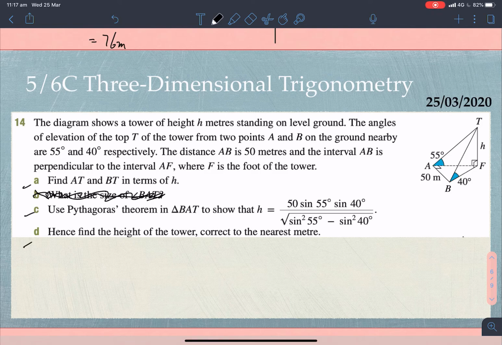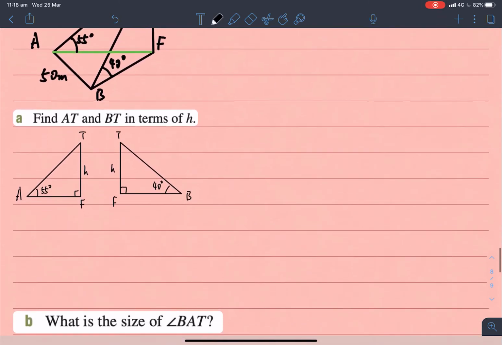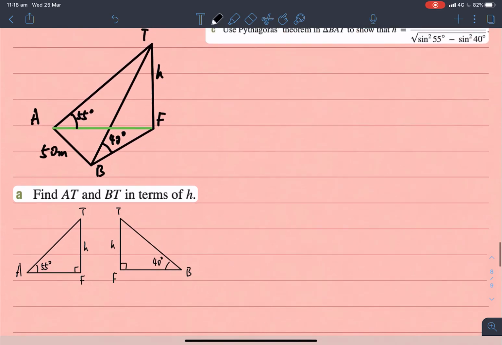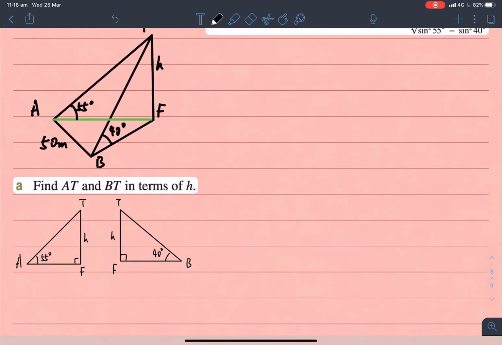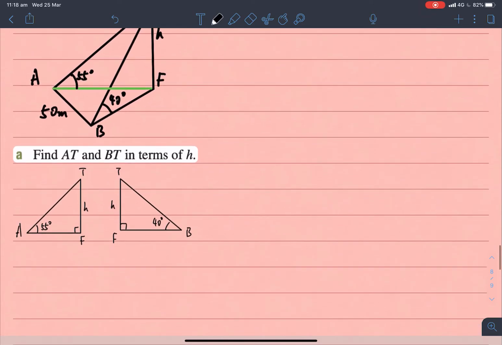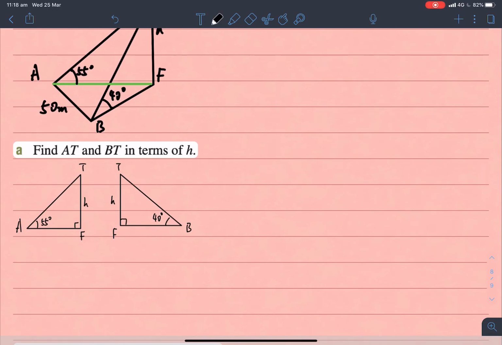Okay. Start from A first. We need to find AT and BT in terms of H. We got the angle. We got the height. They are right angle triangles, so we should be able to do it. So I'm going to draw the right angle triangles, and then we can start from there. I really recommend doing a big drawing, but in this case I have limited screen area. I couldn't draw it big, so excuse me for that.